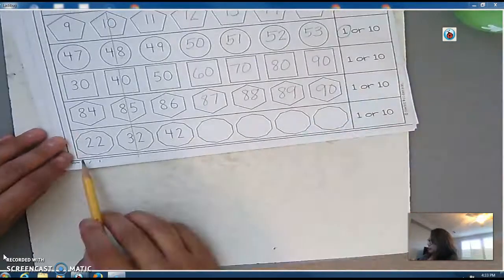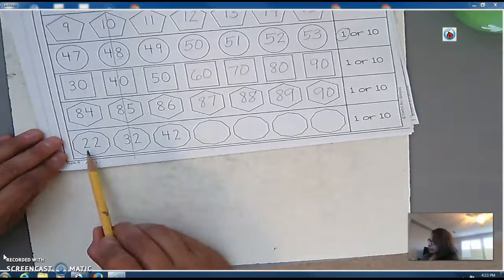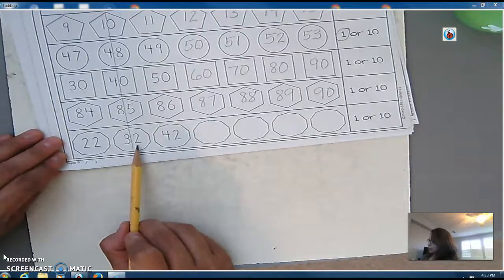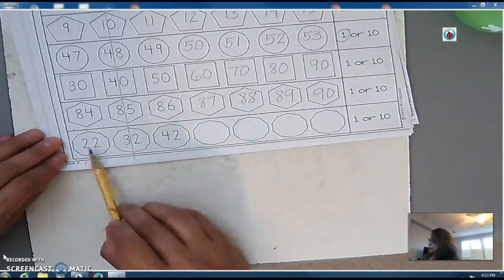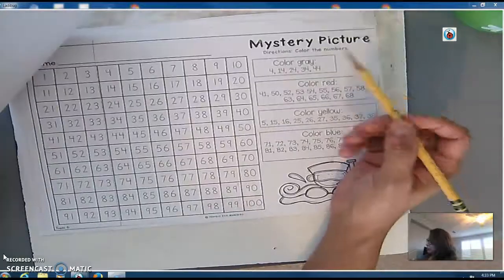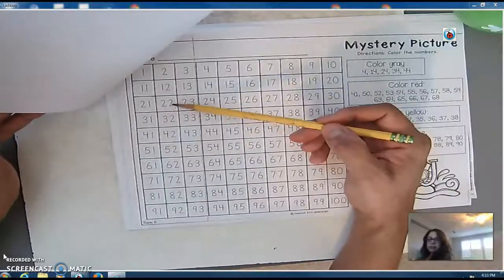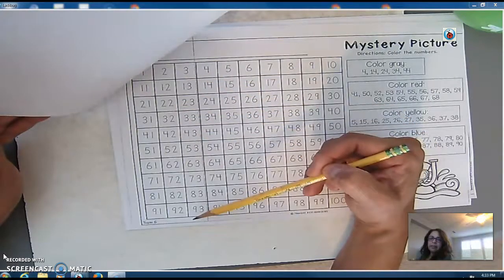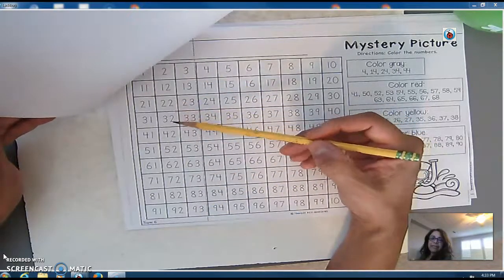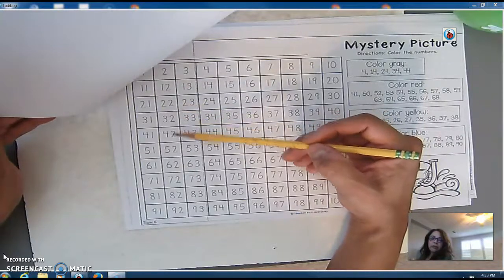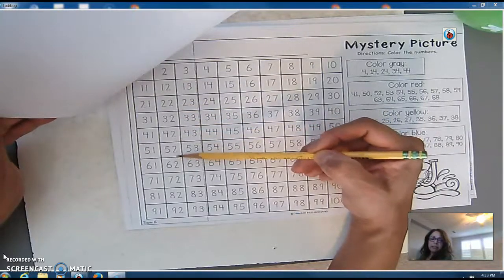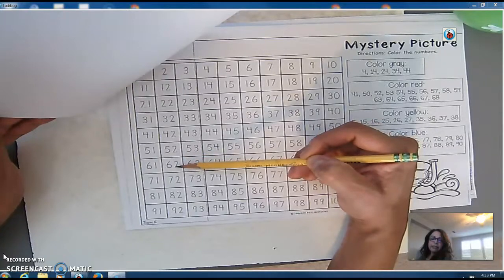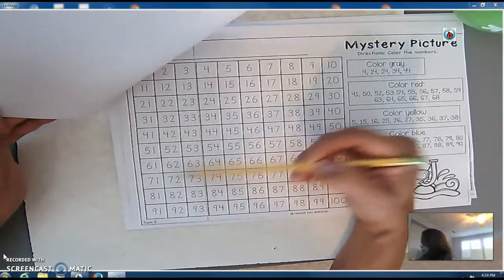All right, now let's look at this one. This one's a tricky one. 22, 32, 42. Let's look that one up. 22 is right here. And then they said 32, 42. So we're going down. That means we're counting by what? By tens. So 22, 32, 42. What's next? 52, and then what? 62, and then what? 72.